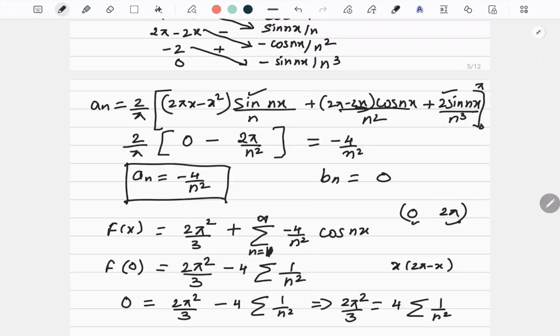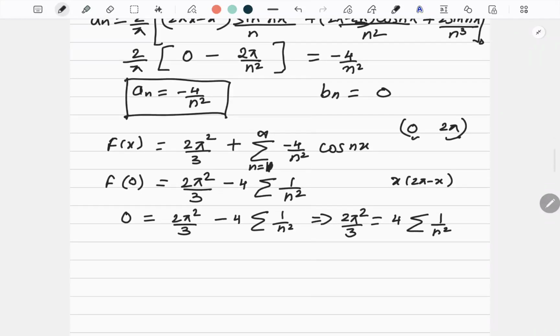Correct? Now, what will I do? I will open the series. So 2 pi square by 3 is equal to 4 times: n equal to 1 means 1 by 1 square, n equal to 2 means 1 by 2 square, n equal to 3 means 1 by 3 square, 1 by 4 square, and so on.